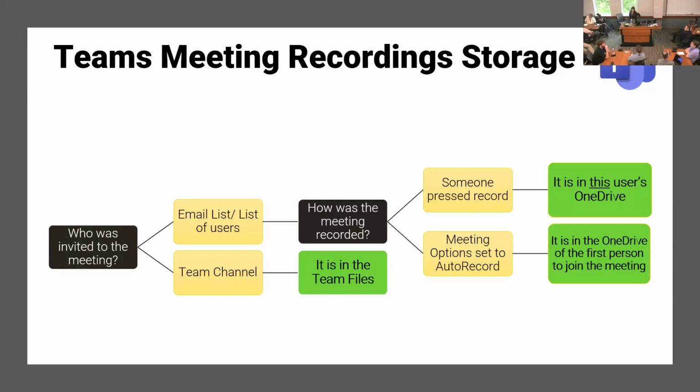If they invite a list of users, the next question is, how did you record the meeting? Almost every time somebody's pressed record in that meeting. And if they do, it's in that user's OneDrive. So that was the most common route, almost always what people are doing. If they've invited a list of users and the meeting options are set to auto record, here's my complaint. This recording is in the OneDrive of the first person to join the meeting.